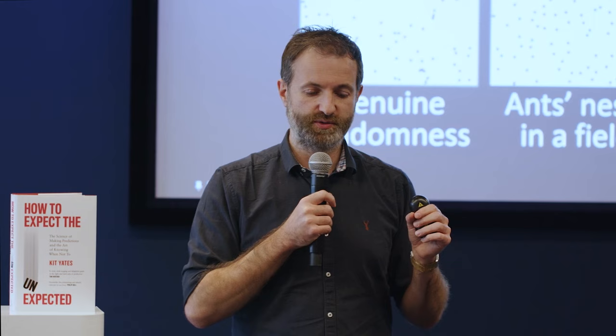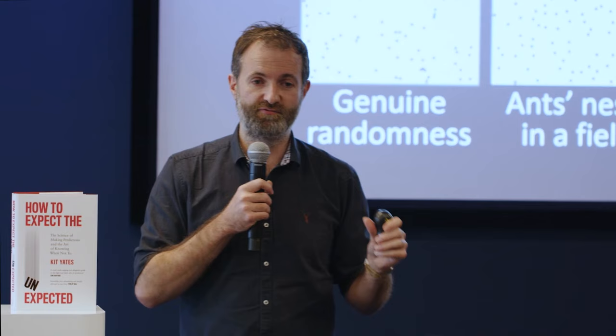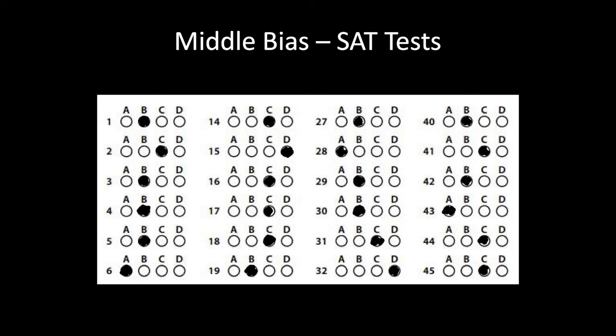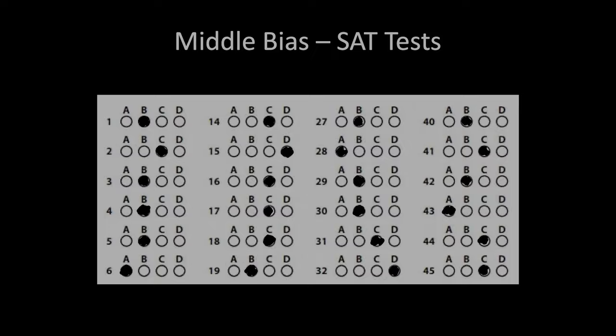Now, if you went for B, which was quite a popular option, I'm going to talk about this random pattern again in a second, but if you went for B, there might be a reason for that, and that's something called middle bias. So when we genuinely don't know the answer to a question, we have a propensity to choose the middlemost option. And this is a real phenomenon. It happens in SAT tests in America, standardized assessment tests. When students don't know the answer to a multiple choice question, they guess B and C in preference to A and D. For some reason, the middle two options seem more likely than the outer options.